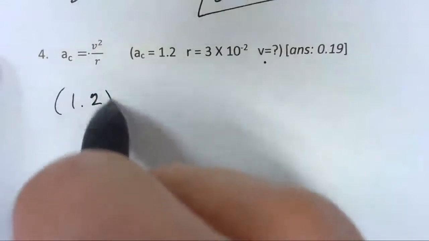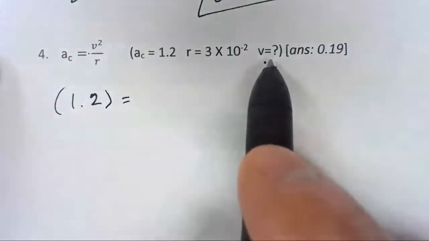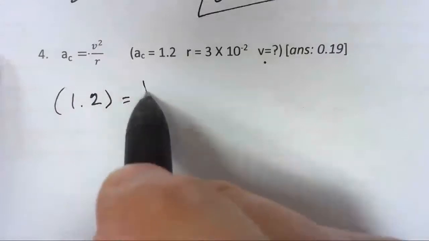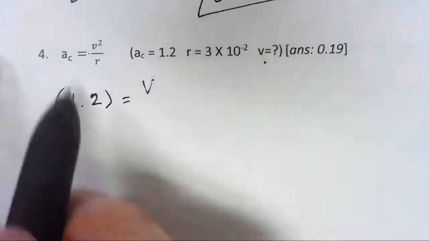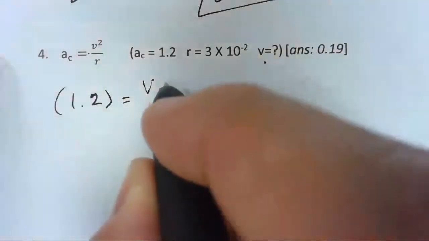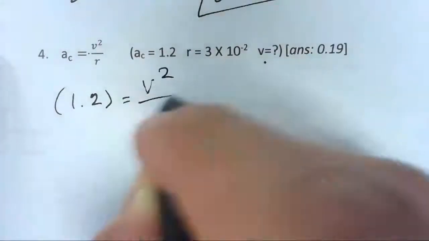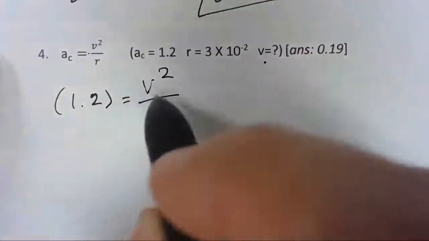I'm going to plug in 1.2 right here. I'm solving for v. So I'm going to leave it exactly the same in this equation. I don't know why there's a dot right there. There shouldn't be. Oh, did I put that there? Leave that the same, and R is 3 times 10 to the negative 2.